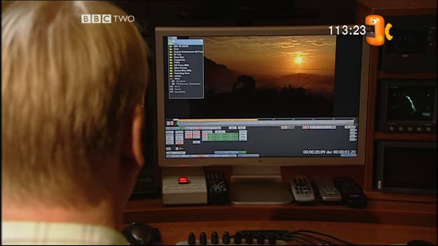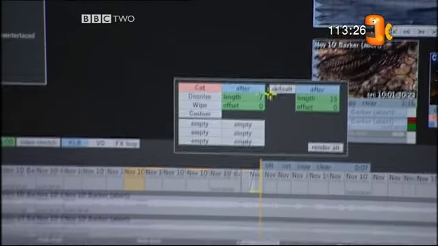If we didn't have this technology, if we were using older film-based or tape-based technology, the working schedules and the working day would be incredibly long.